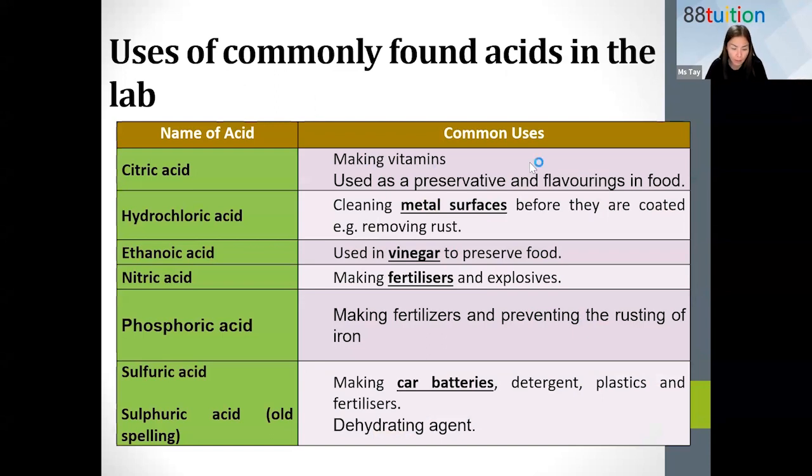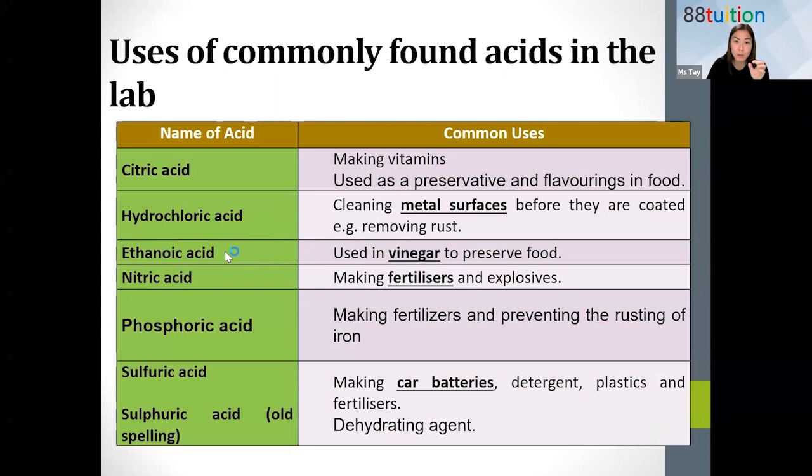Okay, so, uses of commonly found acids in the lab. We have citric acid, hydrochloric acid, and ethanoic acid. Ethanoic acid is quite common. You can even find it in the kitchen. It's called vinegar. When you smell vinegar, that pungent smell is the distinct smell of ethanoic acid.